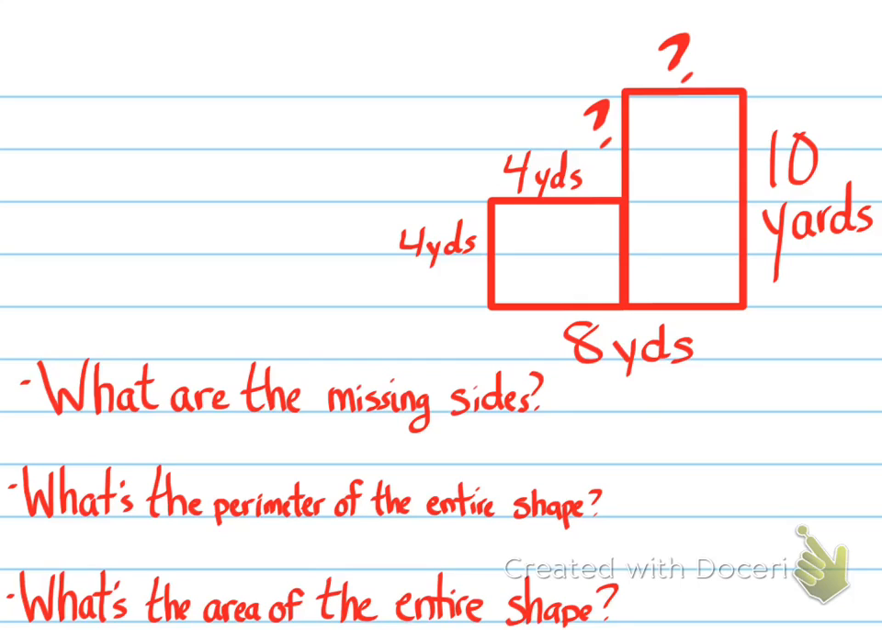Okay, and the last part of your homework for tonight, you will need to find what the missing sides of this complex figure are. So you need to think about what we've done in class and remember who let the dogs out. That will help you. And once you have found what the missing sides are, then you will be able to figure out what the perimeter of the shape is. And after you're finished with that, find out what the area of the entire shape is.